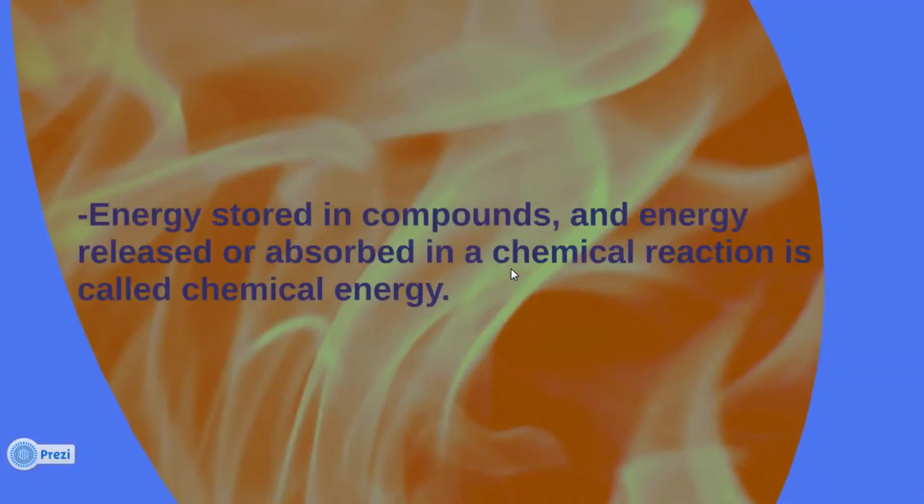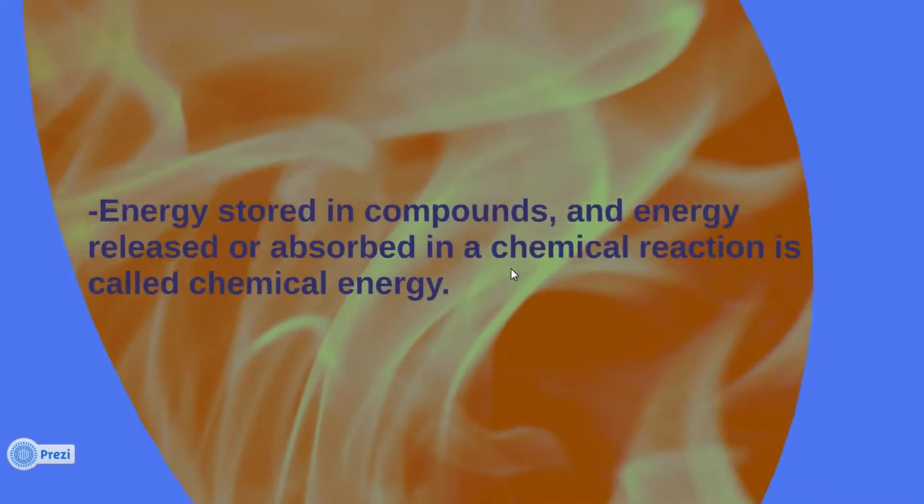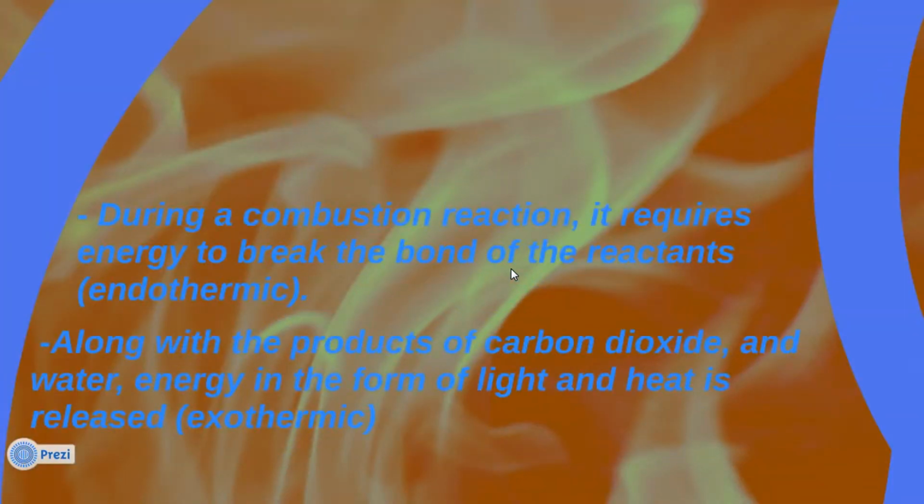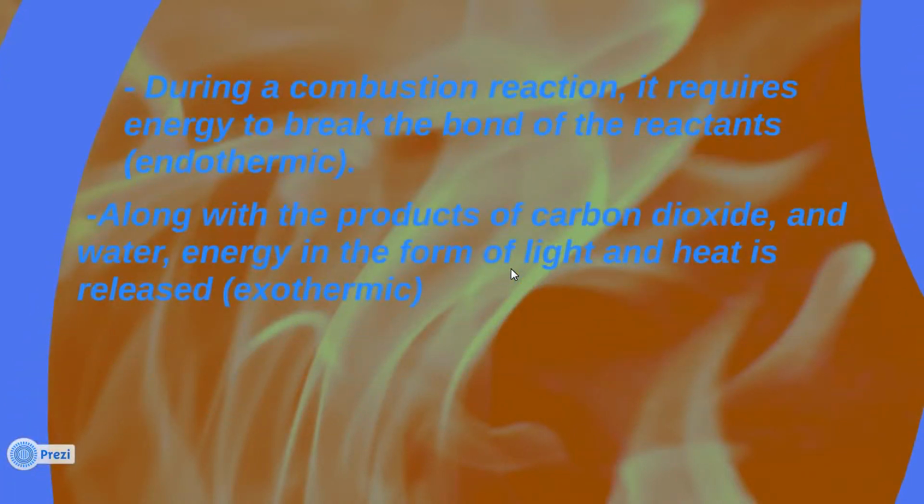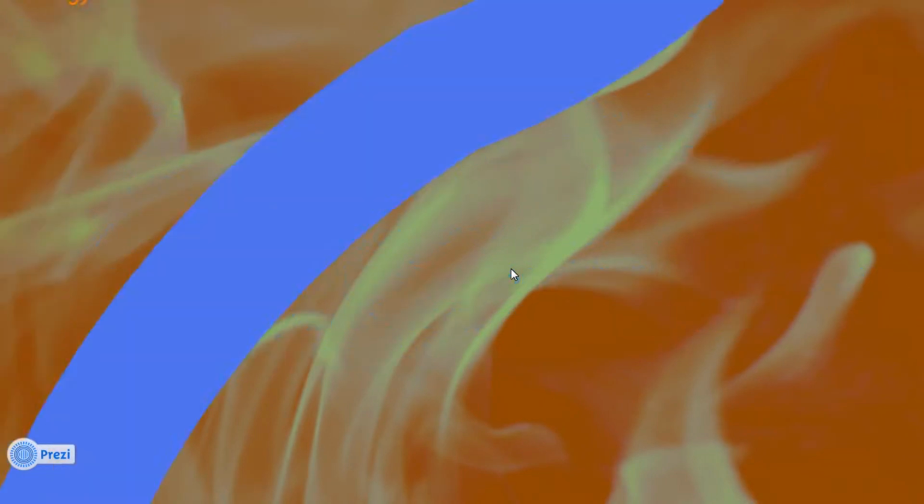So how does a combustion reaction work? Well, first, energy that is stored in compounds as well as energy released or absorbed in a chemical reaction is called chemical energy. Now, during a combustion reaction, it requires energy to break the bonds of the reactants, which is endothermic. Now, along with the products of carbon dioxide and water, energy in the form of light and heat is also released, which is exothermic, my bad.